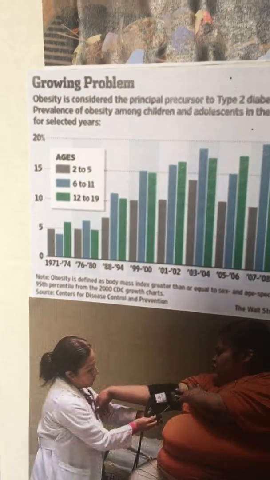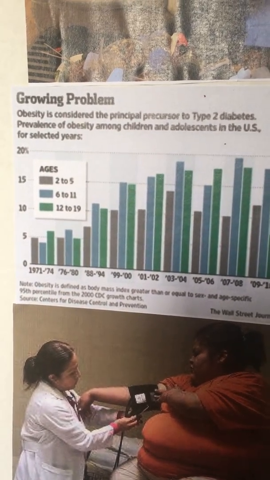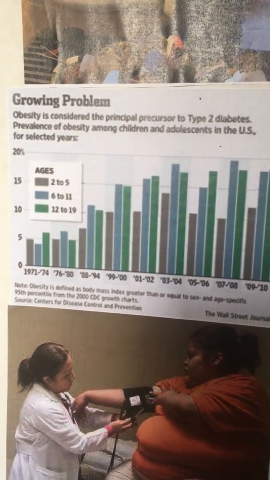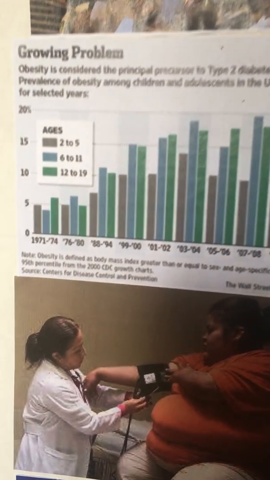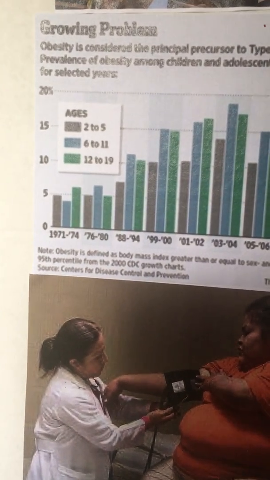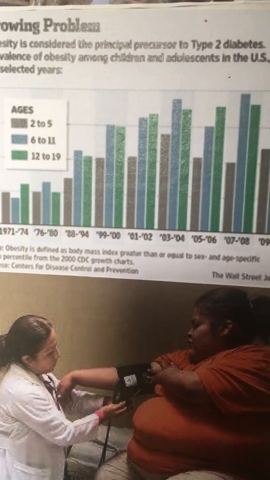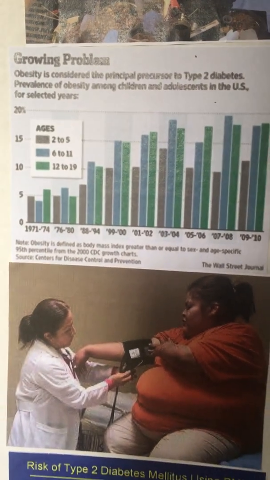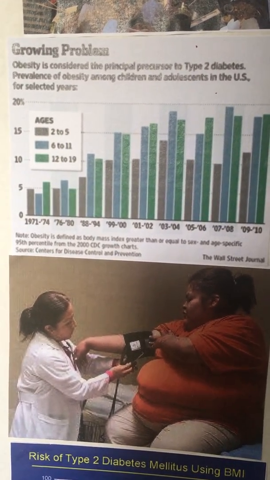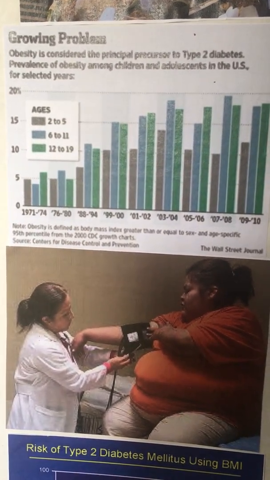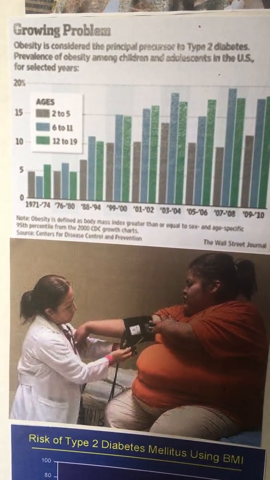We have a chart here showing how obesity is now considered one of the precursors to type 2 diabetes, which at one time was only prevalent amongst adults. But now we're finding that this is an increased problem. As the obesity issue is climbing, so is the prevalence of young people with type 2 diabetes. This chart is broken down into age groups versus the percentage that have developed type 2 diabetes over the years.